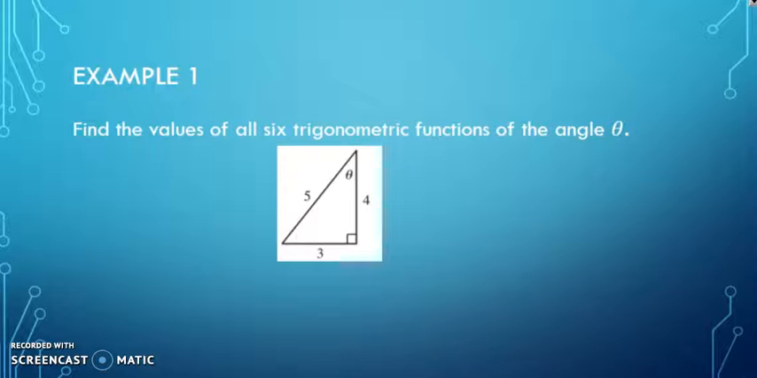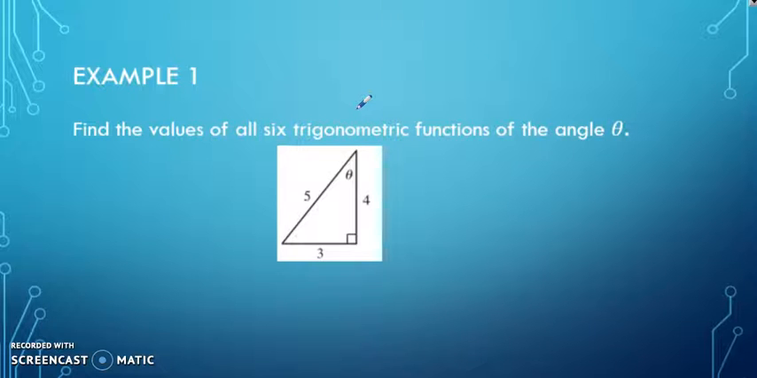So the first type of example you'll have is going to give you a right triangle, and they will define an angle theta that everything will be based on in terms of the opposite, adjacent, and hypotenuse. And then they're going to ask you to evaluate all six of those trig functions, the sine, cosine, tangent, cosecant, secant, and cotangent. So just make sure that you remember the relationships for each of the sides.